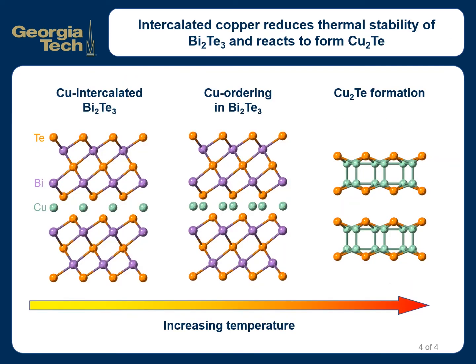In conclusion, the presence of metal intercalants can significantly alter the thermal stability of the host lattice. In extreme cases, phase transformations can also occur, as shown here in the phase transformation of copper intercalated bismuth telluride to copper telluride. These transformations are not limited to the high vacuum conditions inside a TEM, but have been repeated ex situ in other environments as well.